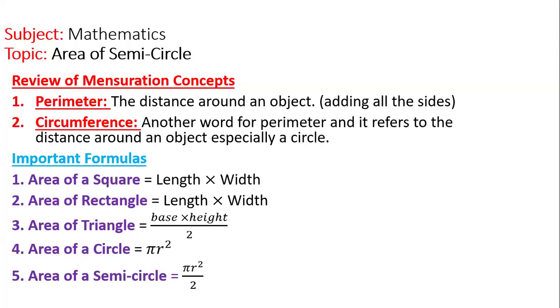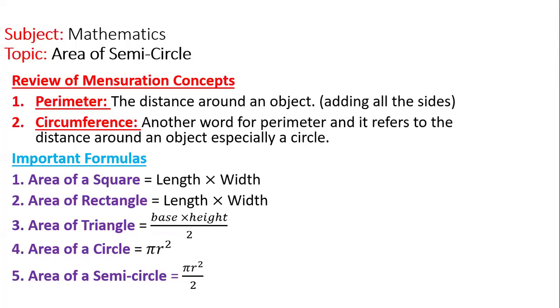perimeter of an object? The distance around an object, the distance around the shape. That's what I mean by the perimeter, right? So the perimeter definition is the distance around the shape. And how do we find the perimeter? By adding all the sides. We have to add all of them, and then we get the perimeter.